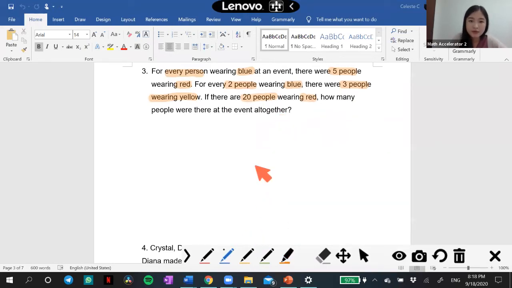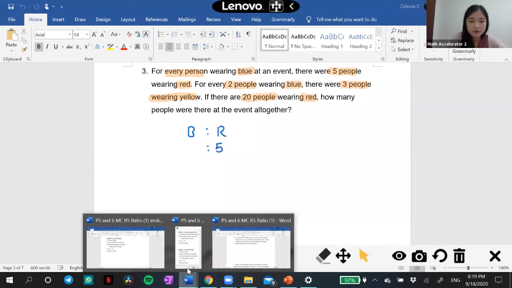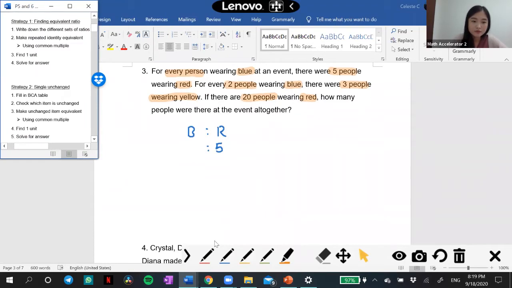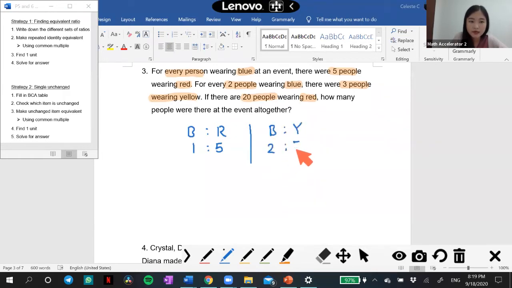Right, so remember your step 1, write down the sets of ratio. Every person, okay, for blue, there were 5 red. So every person means blue. How many units? 1, yes. Right, so this is for blue is to red. For every 2 people wearing blue, you have 3 wearing yellow.